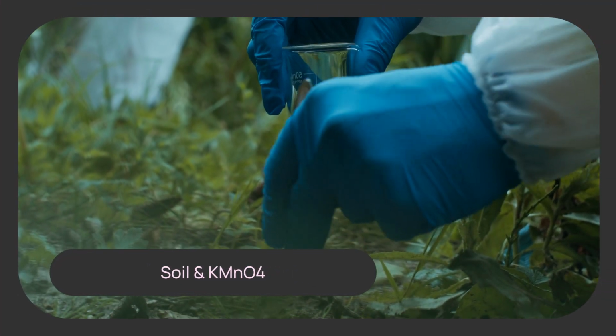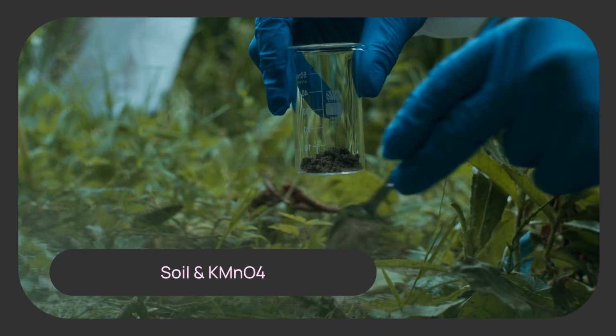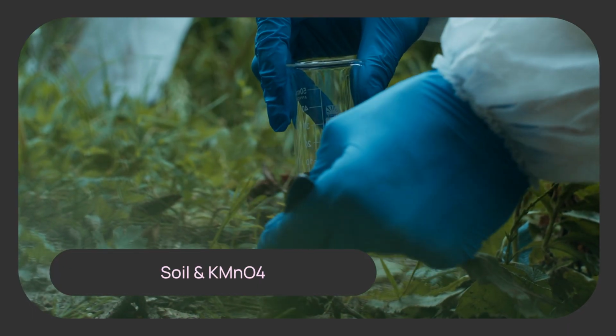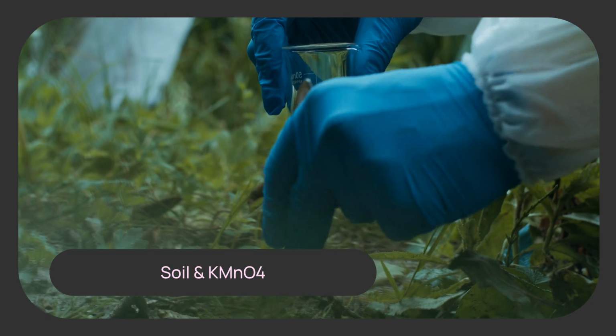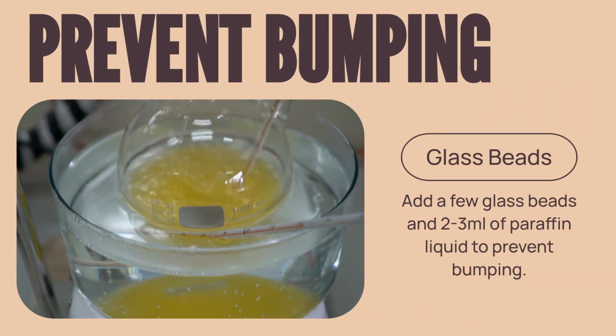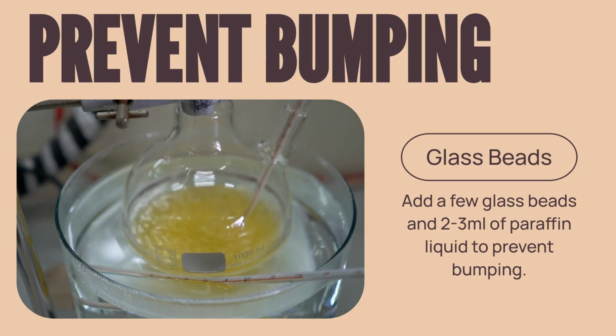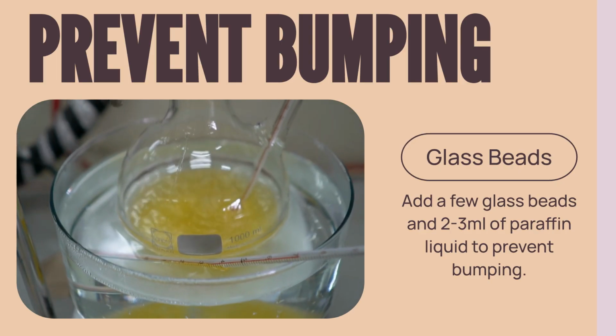First, transfer 20 grams of your soil sample into an 800 milliliter distillation flask. Moisten the soil with distilled water, and then add 100 milliliters of the 0.32% potassium permanganate solution. To ensure smooth distillation and prevent bumping or frothing, add a few glass beads and 2 to 3 milliliters of paraffin liquid to the flask.